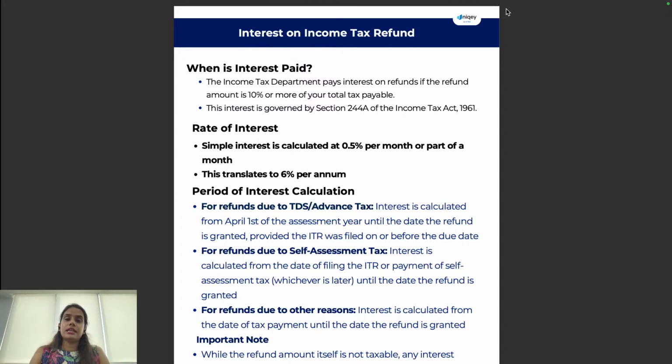The government also pays interest on the income tax refund if they don't pay it on a timely basis. The interest they pay is simple interest calculated at 0.5% per month or part of a month. That means 6% per annum. And that will not be more than 10% of your total tax liability. So these are a few points on the period of interest and other relevant things related to the refund.